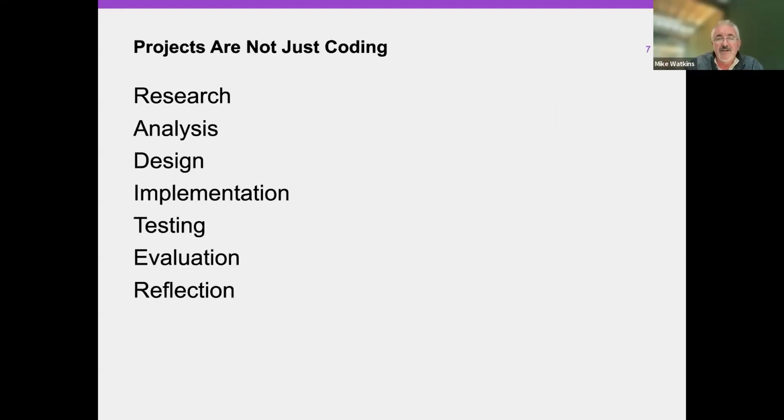So projects are not just about coding. The key thing is that a lot of students think that they have to be good programmers. Part of it is that we will expect some kind of technical aspect. In terms of computer science, the ability to program is a core requirement. But it's not just about coding.